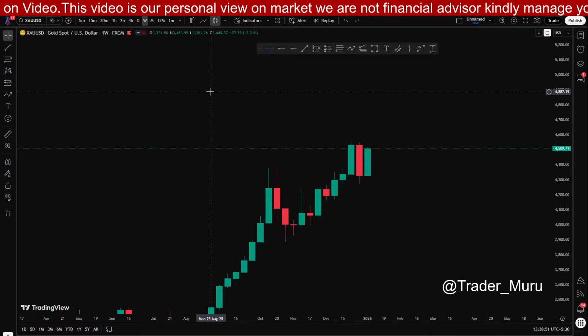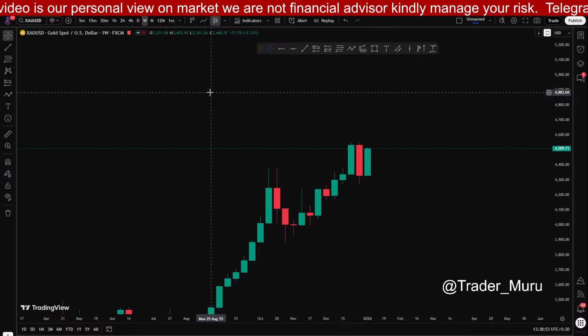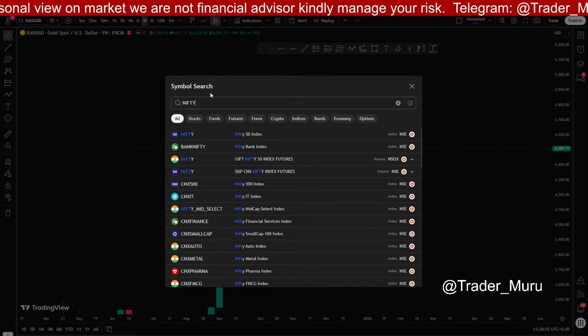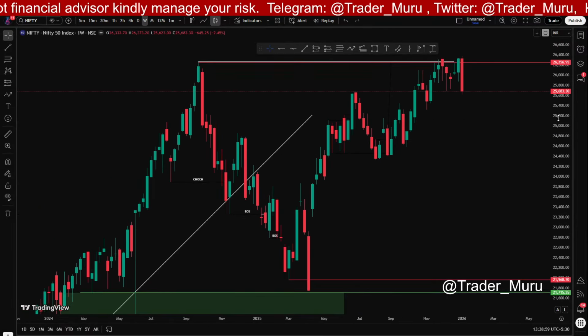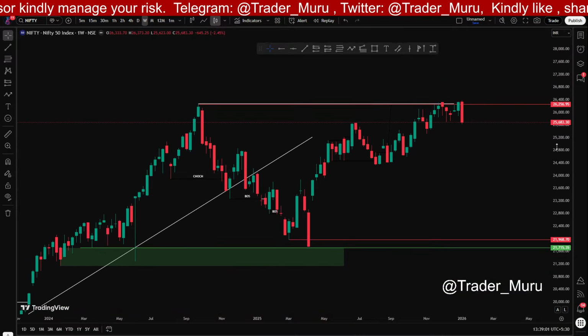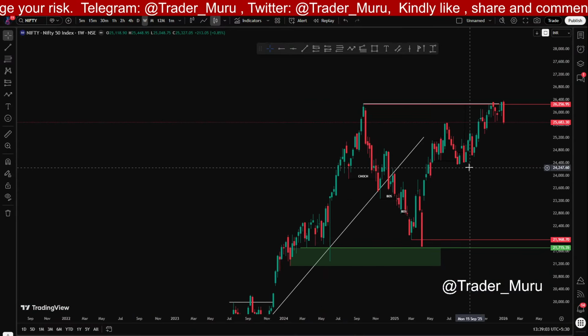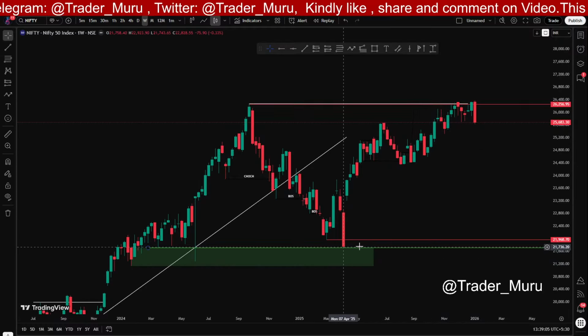For Indian traders, let's see Nifty. Okay, Nifty finally hit our target. This was our target from this green zone.